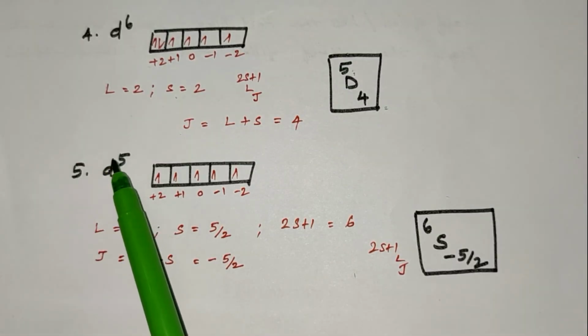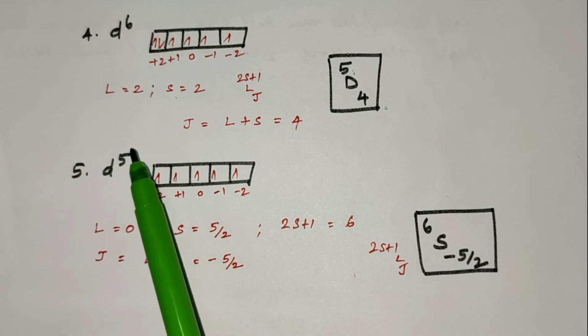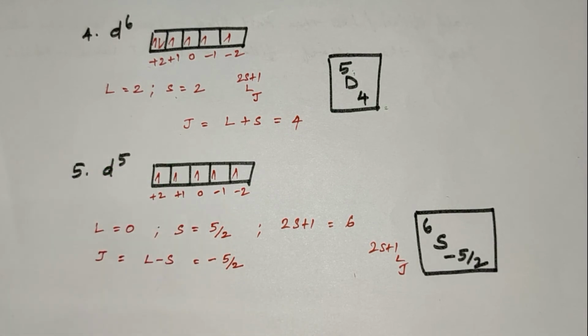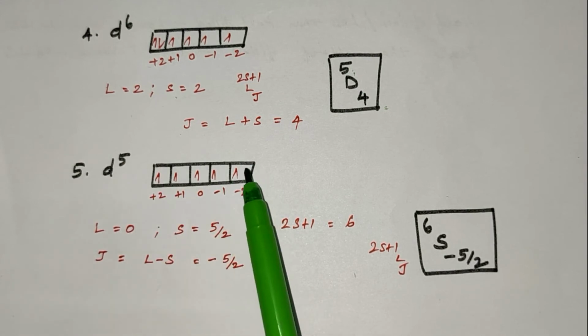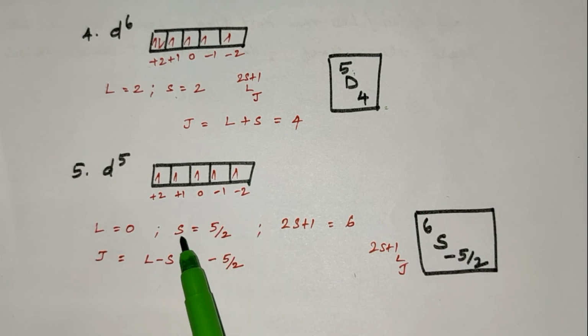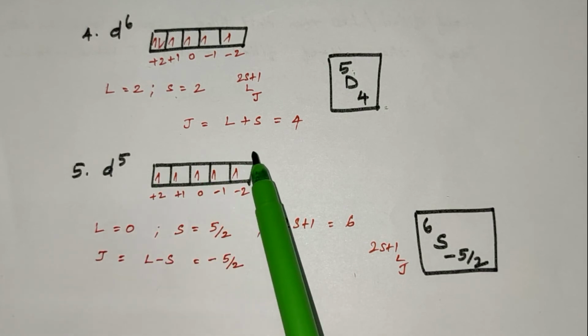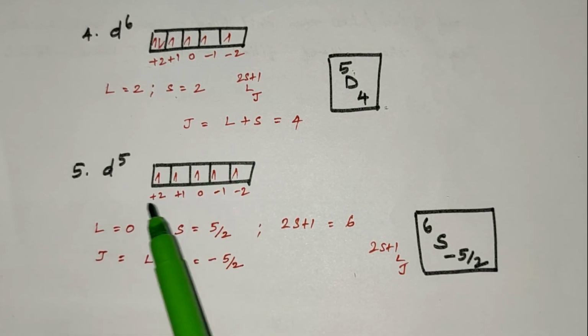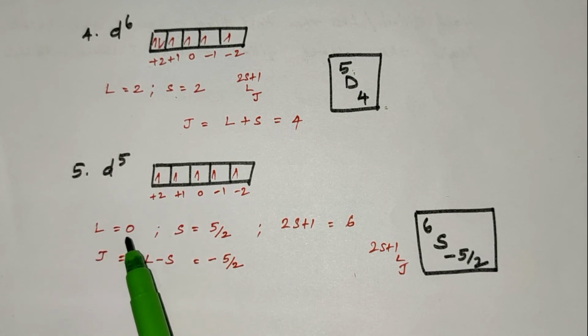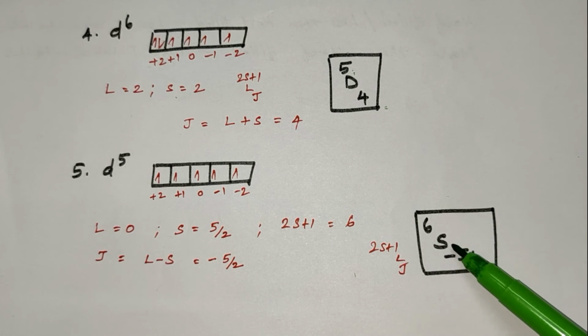Then D5 configuration. This orbital is half filled. Half filled, the value of J is equal to L minus S. Totally 5 unpaired electrons are present. So the value of S is equal to 5 by 2. The value of L is equal to 0. Means plus 2, minus 2, plus 1, minus 1. Totally the value of L is equal to 0. L is equal to 0, the term is given as S.